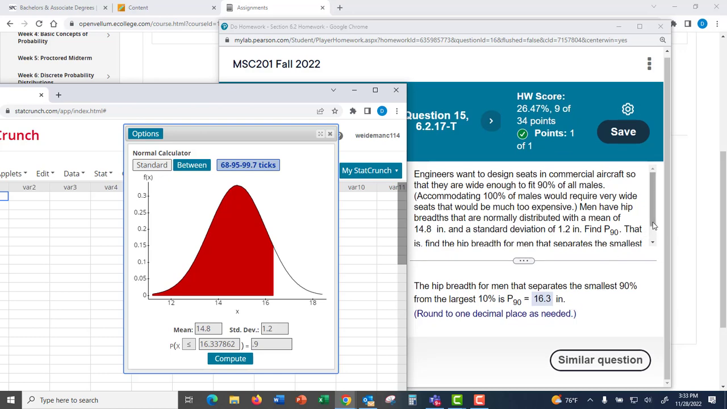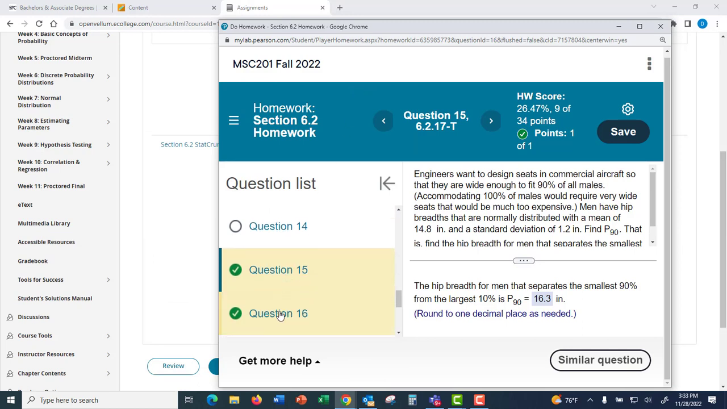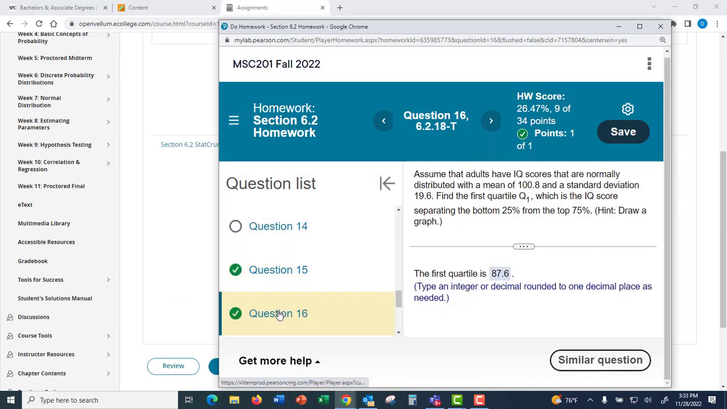Okay, so that's how you do that question. And then I'm going to keep this window to the side here. And then I was also going to go over question number 16 because it looked like you were having some trouble on this one. And this one's for quartiles. So this is similar to the last one. You want to find the number in the distribution of IQ scores such that 25% is less than it. So this is the same thing as the 25th percentile or the first quartile.